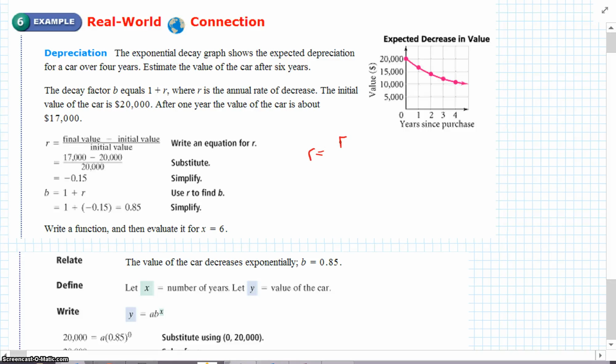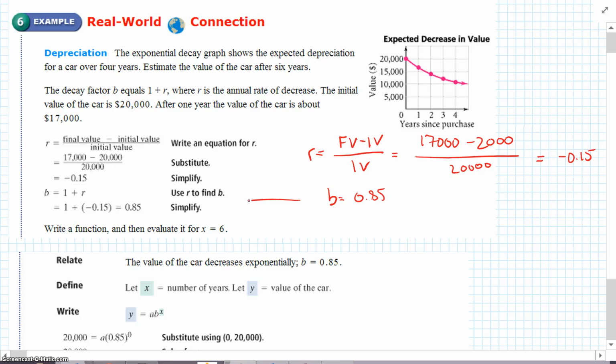So write our equation for r. r is the final value minus the initial value over the initial value. So that's 17,000 minus 20,000 over 20,000, which equals -0.15. So our b value is going to be 0.85. And you can see the work to the left why that's true. So write a function and then evaluate it for x equals 6.